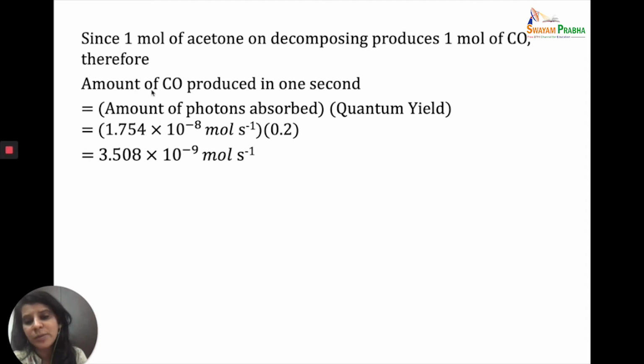So we can find out the amount of carbon monoxide produced in 1 second. We have the amount of photons absorbed, we know the quantum yield, and we just multiply the two and we get the number of moles of carbon monoxide produced in 1 second.